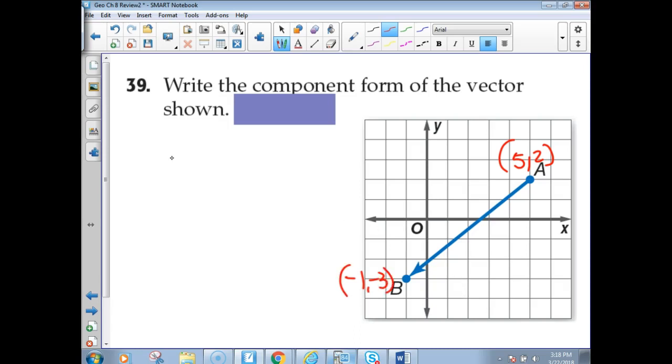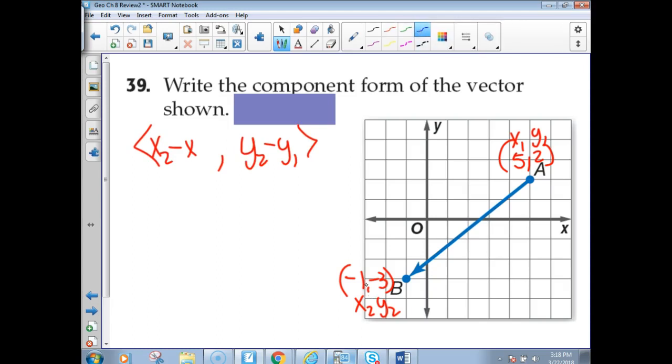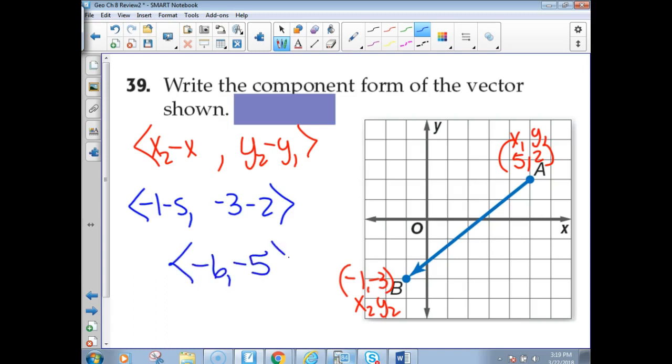What you do is you subtract the A from the B, or the other way around. You're going to start with B because that's your x2, y2. And the rule is you subtract. You do x2 minus x1 and y2 minus y1 to find your component form. All right, so we need to do -1 minus 5 and -3 minus 2. And simplify that, and the component form would be -6, -5.